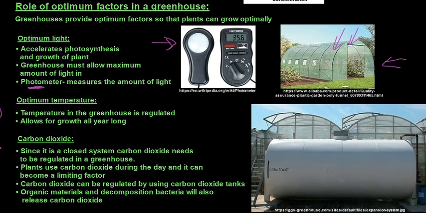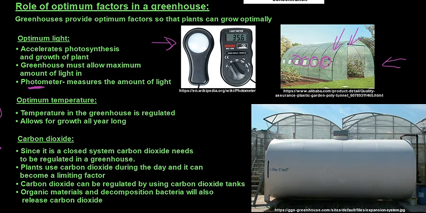Then the second one is optimum temperature. Remember, plants grow optimally at a temperature of around 25 degrees Celsius, so a greenhouse that is regulated allows for growth all year long. This is a very basic greenhouse. You'll generally see that they have flaps, basically openings, and this helps to regulate the temperature, because believe me, in here it can get quite hot.